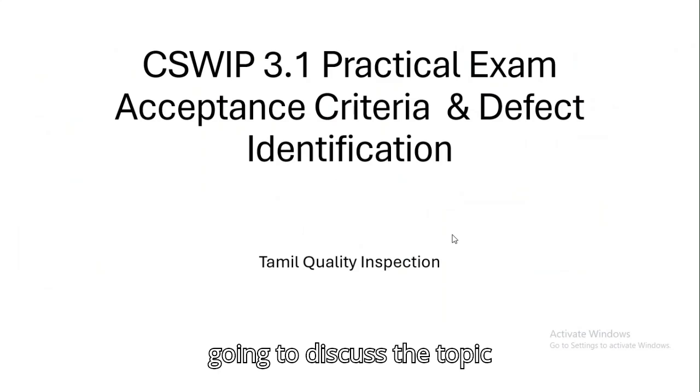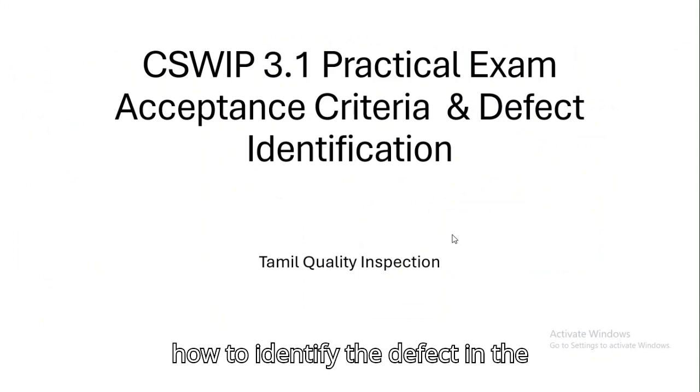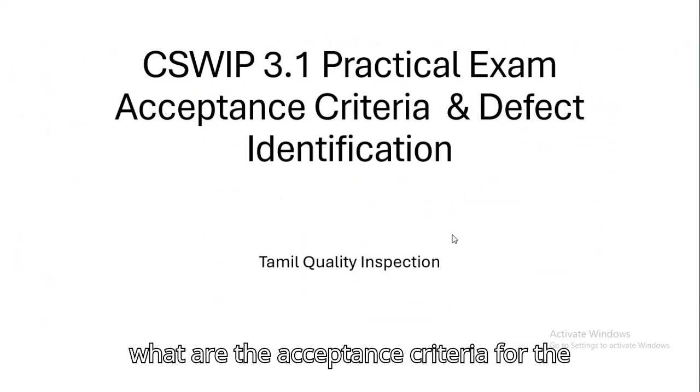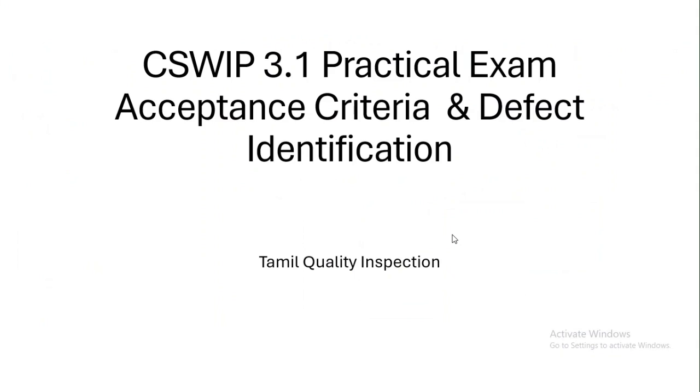Today we are going to discuss the topic on CSWIP 3.1 practical exam acceptance criteria and defect identification. So, how to identify the defect in the welding specimen and what are the acceptance criteria for the defect type. So, let's dive into the topic.